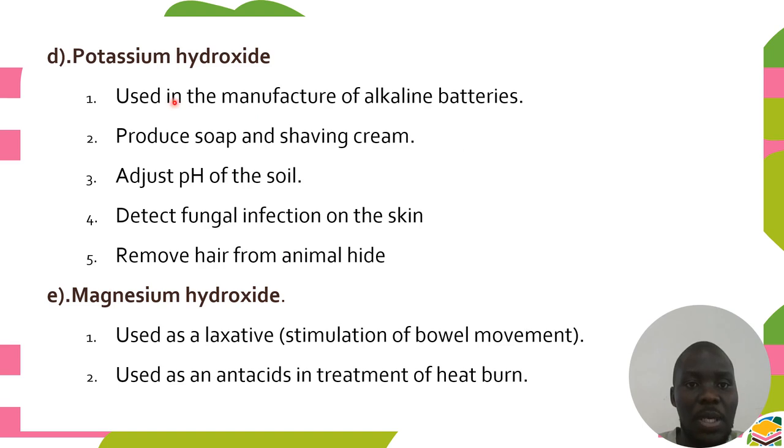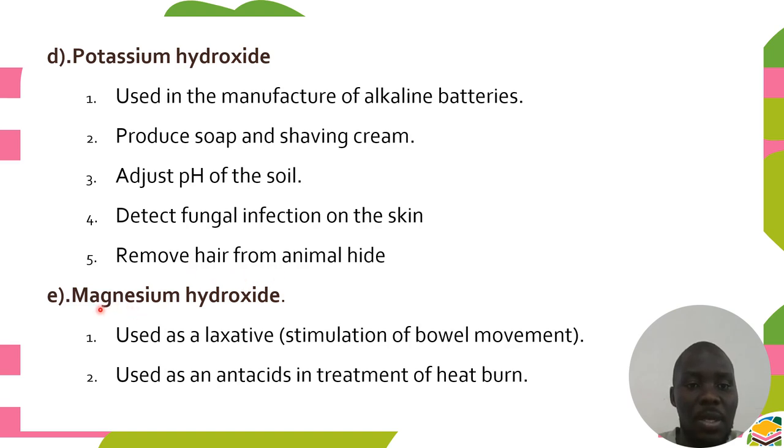Another one is potassium hydroxide. The following are the uses. It is used in manufacturing alkaline batteries. It is used to make soap as well as shaving cream, adjusting pH of the soil, to detect fungal infection on the skin, and to remove hair from animal hides.